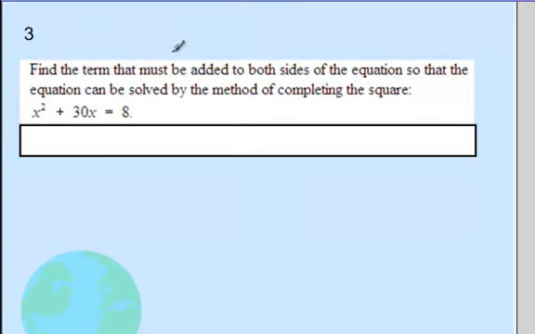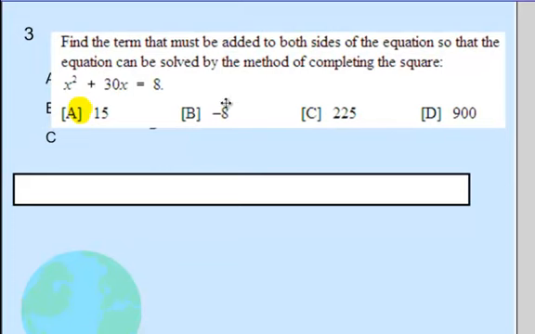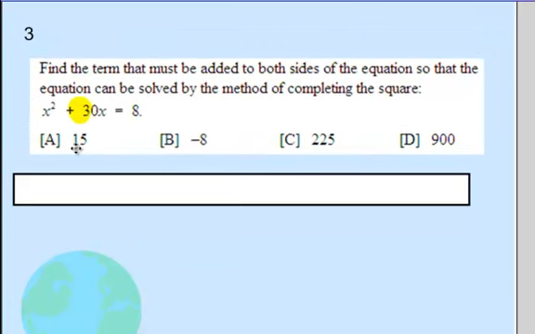Find the term that must be added to both sides of the equation so the equation can be solved by the method of completing the square. So you're focused in right now on the b value. Let's give you some choices. Well, what's half of 30? Half of 30 is 15. Is 15 my answer? No. 15 is one of the choices, but it's not my answer. What's my answer? There you go. See, it is 225.